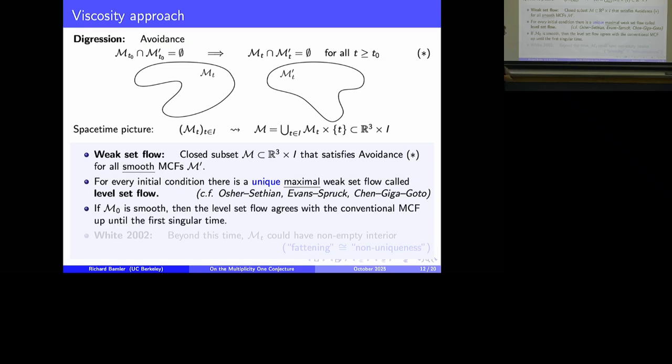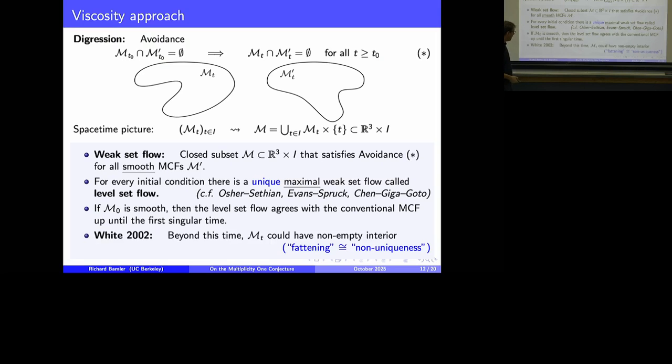And so this flow, if we start now with some smooth initial data, then this level set flow agrees with the conventional mean curvature flow, with the conventional solution to the mean curvature flow, up until the time where the conventional mean curvature flow becomes singular and ceases to exist. So that is a good weak formulation, but it's somehow true beyond the singularity of the conventional mean curvature flow. And at the singularity, we now may see some interesting behavior.